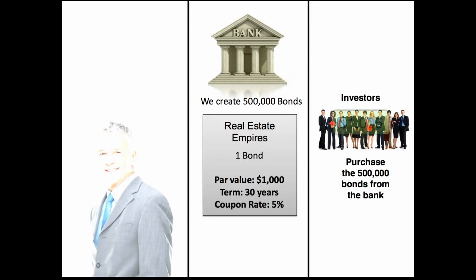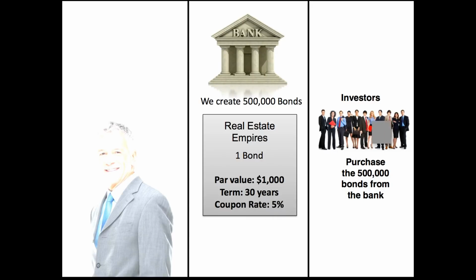And that difference, that $5 difference, we'll call it, is what's called the underwriter's fee, and that's how the bank makes their money because they're selling off all these bonds. So because they're selling 500,000 bonds, and let's say they mark each bond up $5, that's how the bank's making their money.